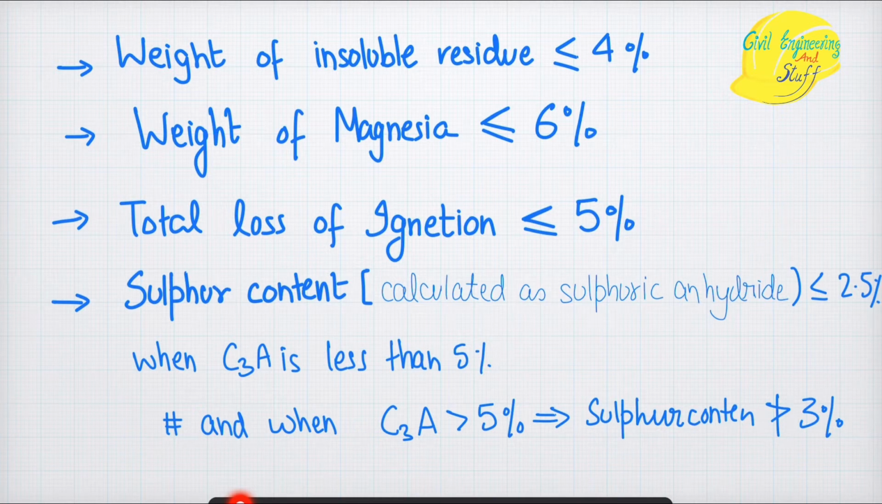Okay, that is your sulfur content. The permissible limit for the quantity of sulfur content is dependent upon the quantity of tricalcium aluminate. If the quantity of C3A is less than 5%, then the permissible limit for the sulfur content should be 2.5%. The sulfur content should be less than or equal to 2.5%. And if the quantity of tricalcium aluminate is greater than 5%, then the quantity of sulfur content should not be greater than 3%. Okay, so these are a few of the chemical compositions for the cement.